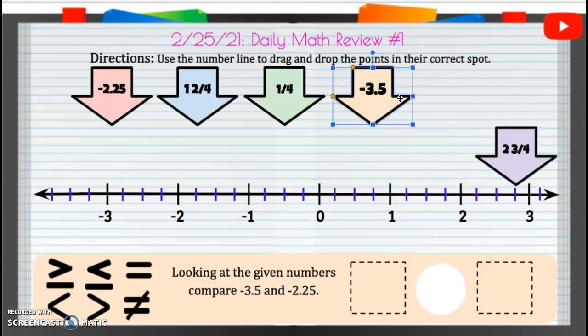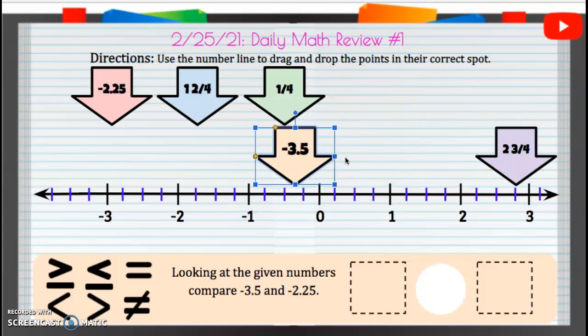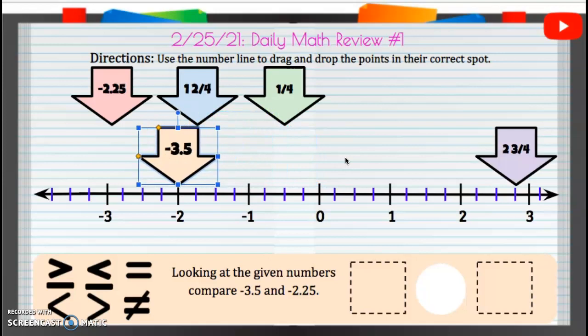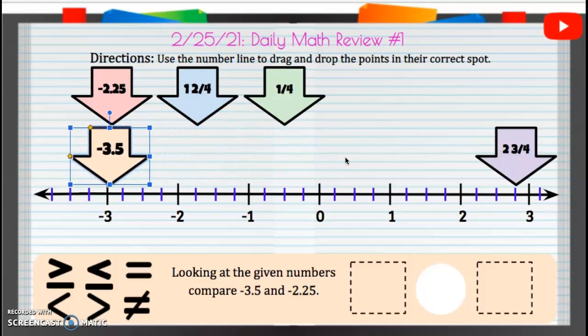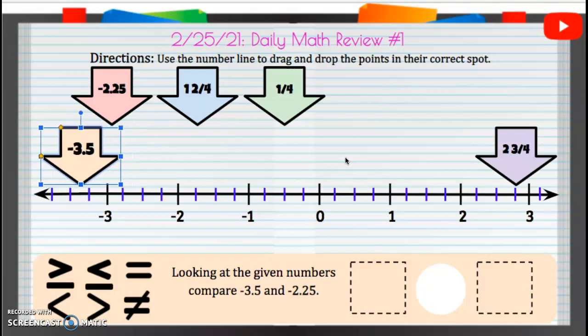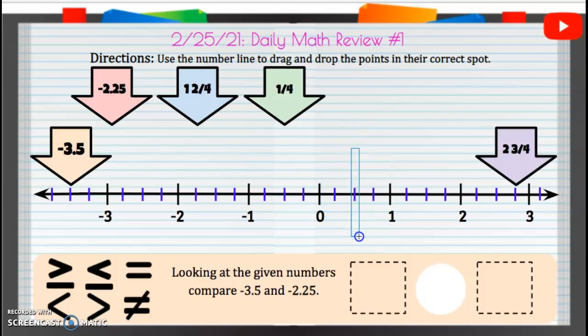Let's take a look. -3.5. So if we go -3 and a half, what's in between -3 and -4? Well, -4.5, or -3.5. So if you take a look at these, directly in the middle is this one, so that second one in.